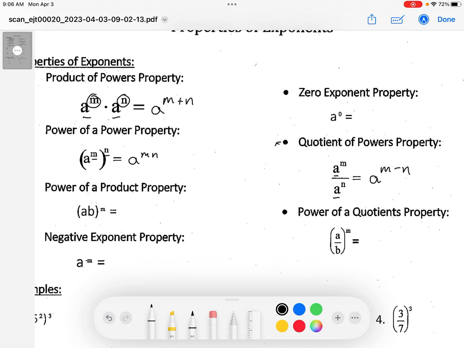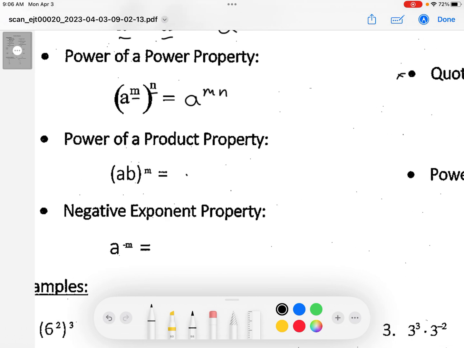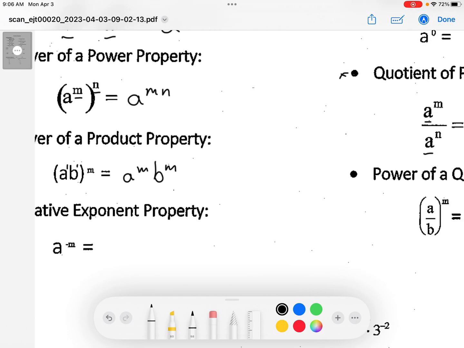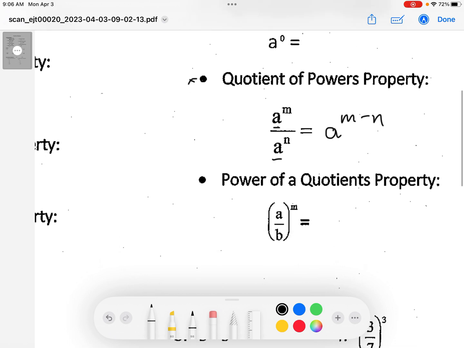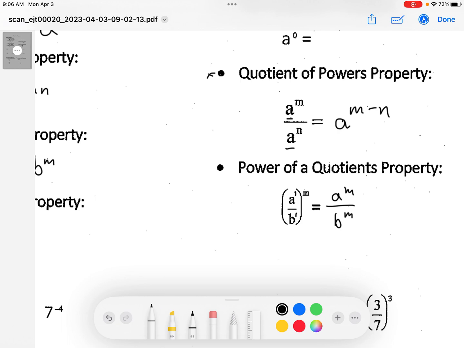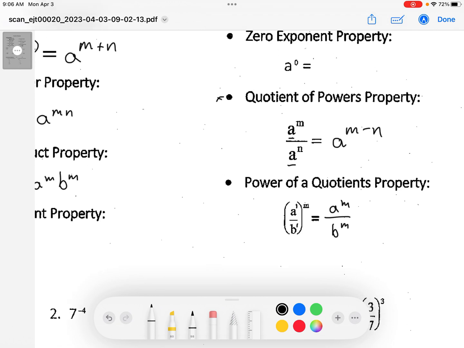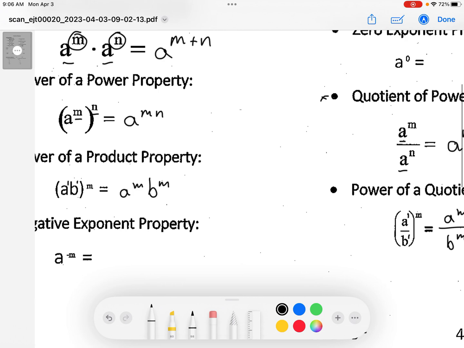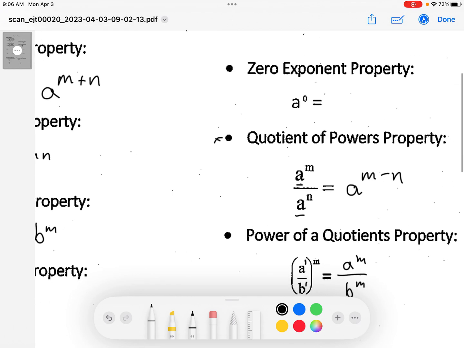Now the rest are kind of built off of these principles. Like the power of a product, that simply means a to the m, b to the m, because these are both ones. We more or less distribute the exponent, okay? Then, same way here, we can distribute the exponent on the other exponents. M times 1 is m, and b times 1 is m. And they're not like bases, so we can't subtract them. Same way with this one. And then the other two are just ones we need to memorize.